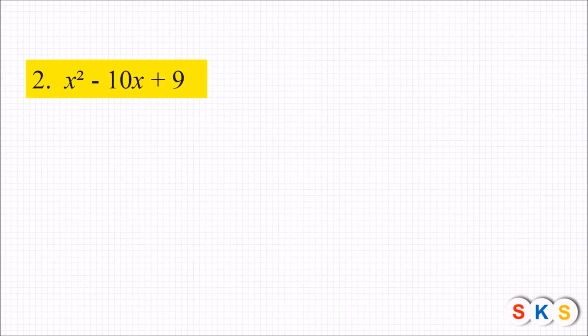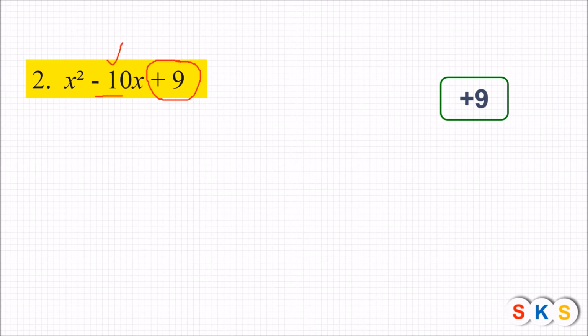Here we have question number 2. x square minus 10x plus 9. Look at the third term over here. It's plus 9, right? Now we will find two numbers such that when you multiply those two numbers, you should get plus 9, and when you add those two numbers, you should get minus 10.